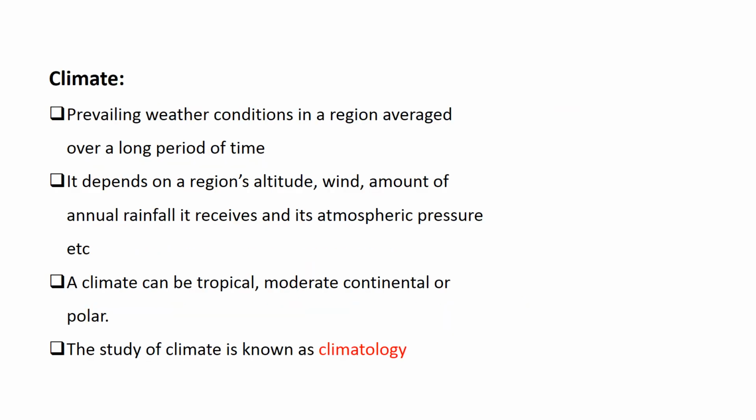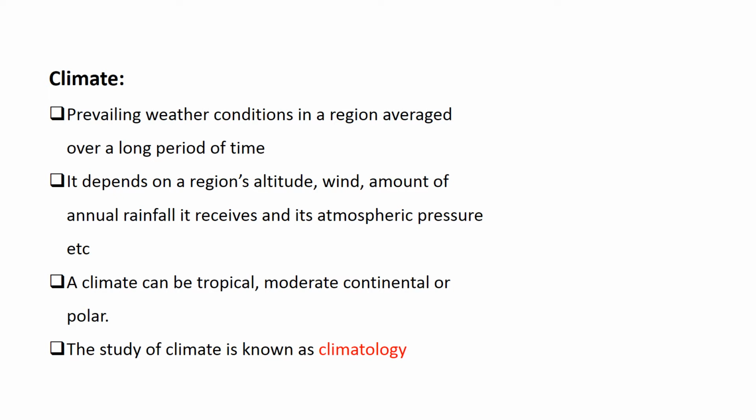Let's talk about climate. Climate is the prevailing weather conditions in a region averaged over a long period of time. It depends on a region's altitude. Altitude means height, wind, the amount of annual rainfall it receives, its atmospheric pressure, and so many other factors. A climate can be tropical, moderate, continental, or polar. The study of climate is known as climatology.